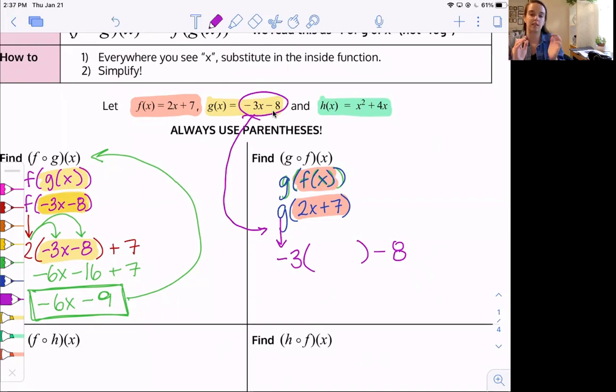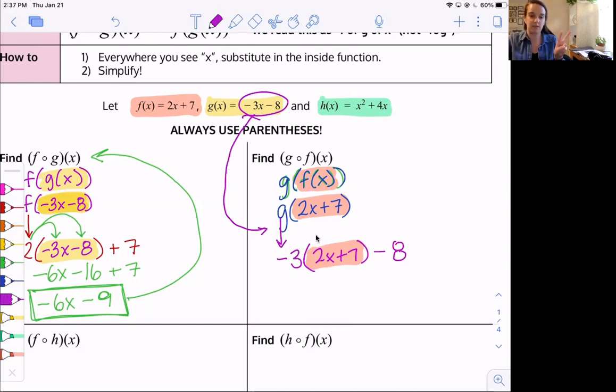What are we putting in instead? The 2x plus 7. Yes, we're putting in 2x plus 7. This 2x plus 7, that's what we are replacing with here. Perfect. All right, now we're on that second step to simplify.